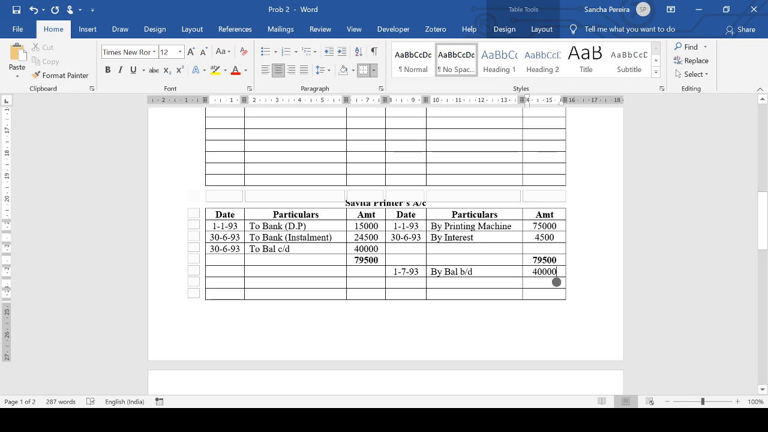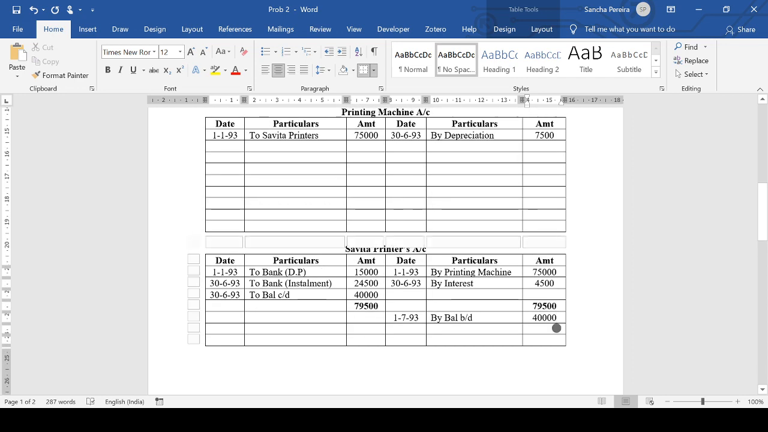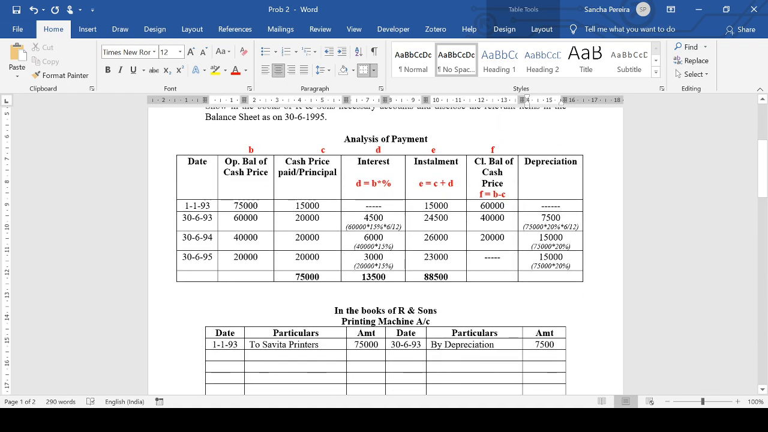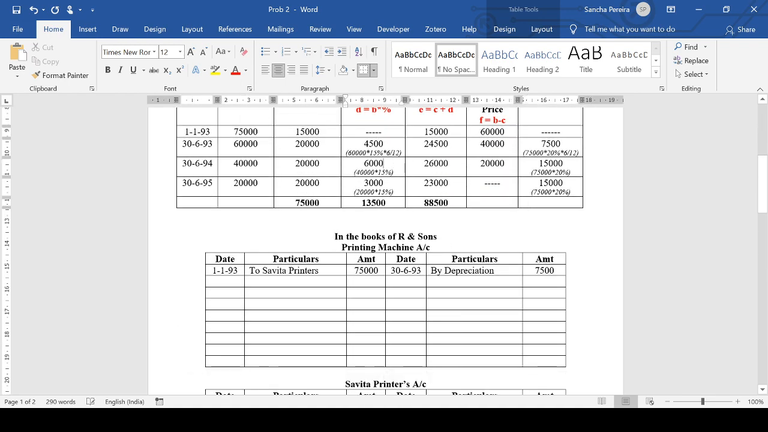Okay, so start with the sequence again. Now we don't have to show the purchase and the down payment. We directly start with the interest. So what is the entry? Interest account debit to hire vendor's account. So interest account debit to Savita Printers account. So again on 30th June, the end of this year now, 94, we're going to have it as by interest. And how much is the interest in the second year? It's 6,000 rupees.